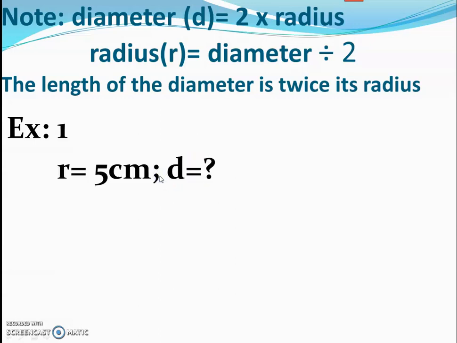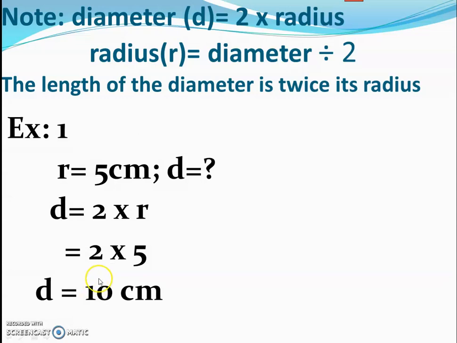When R is given as 5 centimeter, what is our diameter? 2 radius makes 1 diameter. They are asking for diameter. So diameter is equal to 2 into radius. That is 2 into 5. 2 5s are 10, or 5 plus 5, 10 you can say. Very easy. Radius is given, and they are asking you to find diameter.